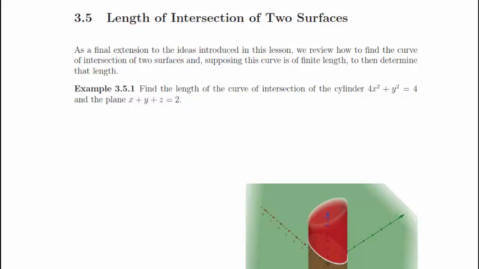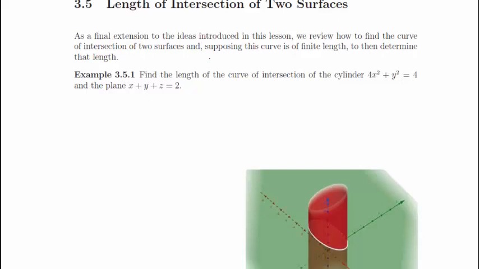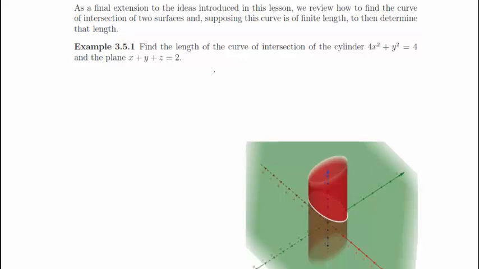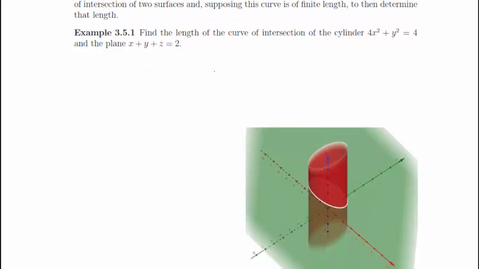3.5, length of intersection of two surfaces. As a final extension to the ideas introduced in this lesson, we review how to find the curve of intersection of two surfaces and, supposing this curve is of finite length, to then determine that length. Find the length of the curve of intersection of the cylinder 4x squared plus y squared equals 4, and the plane x plus y plus z equals 2.